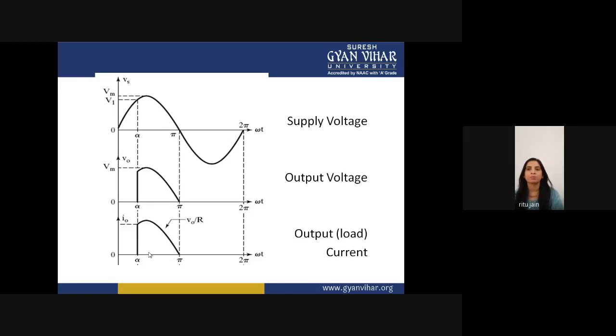But in the present scenario, many power electronic devices are available with very fast switching, so you can easily control your output voltage by fast switching of these devices. So this is all about the half wave rectifier and full wave rectifier.